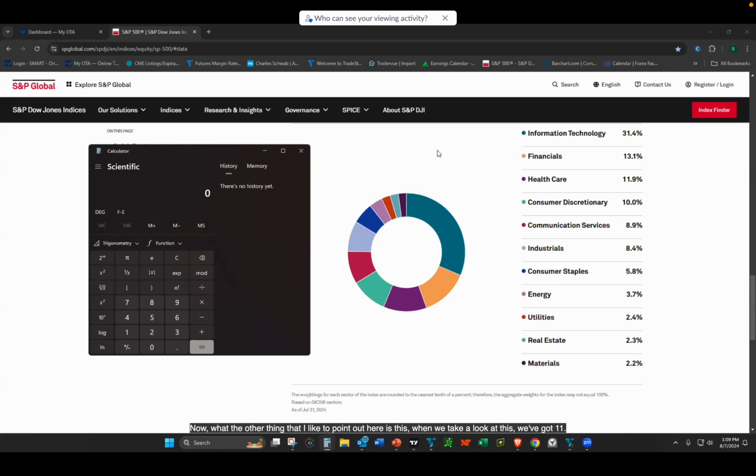Now, the other thing that I like to point out here is this. When we take a look at this, we've got 11 sectors, okay?